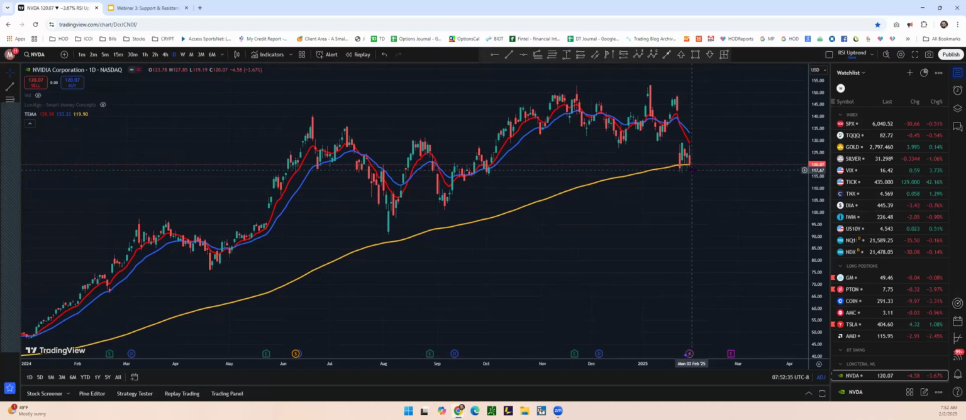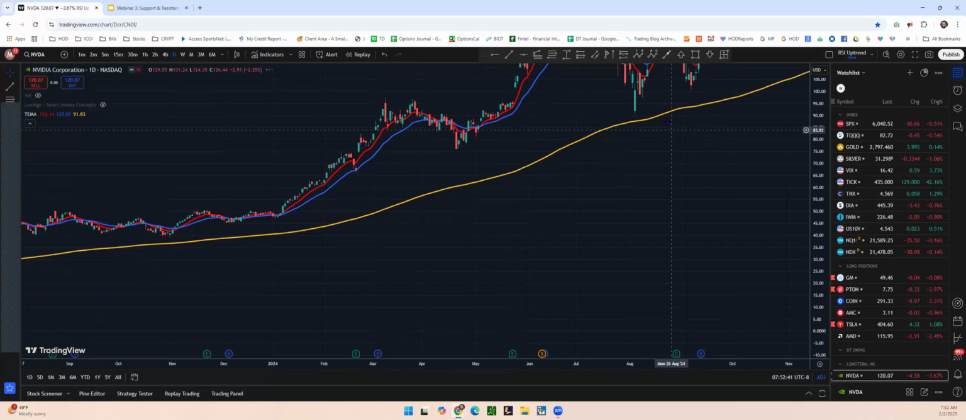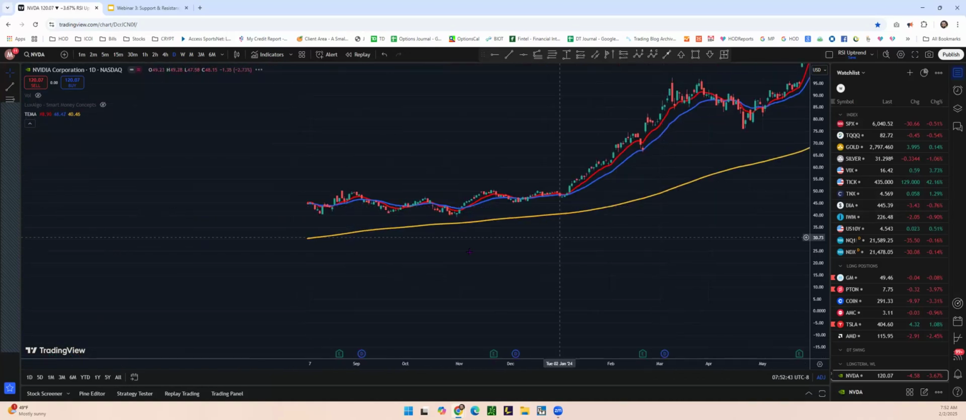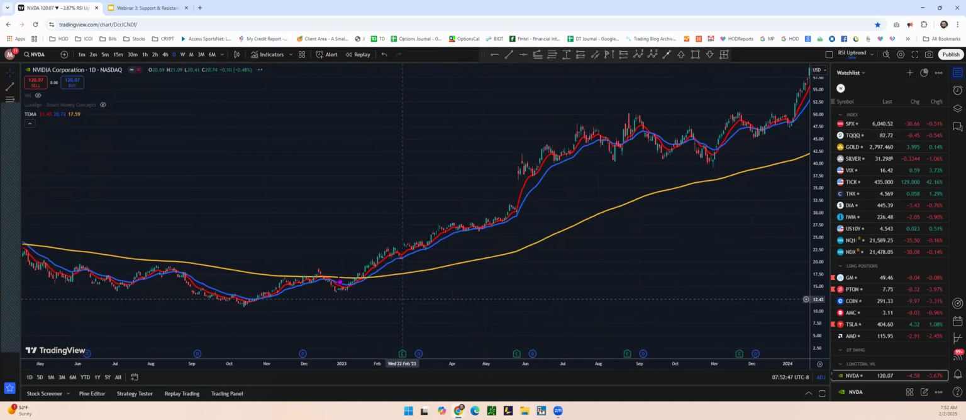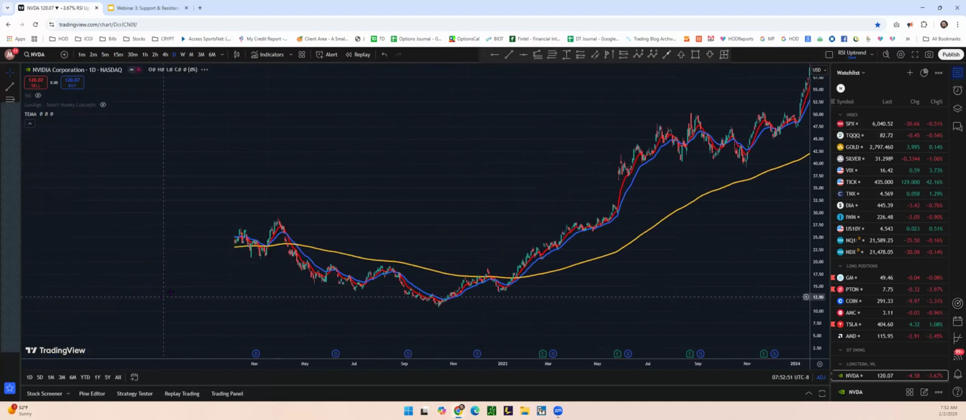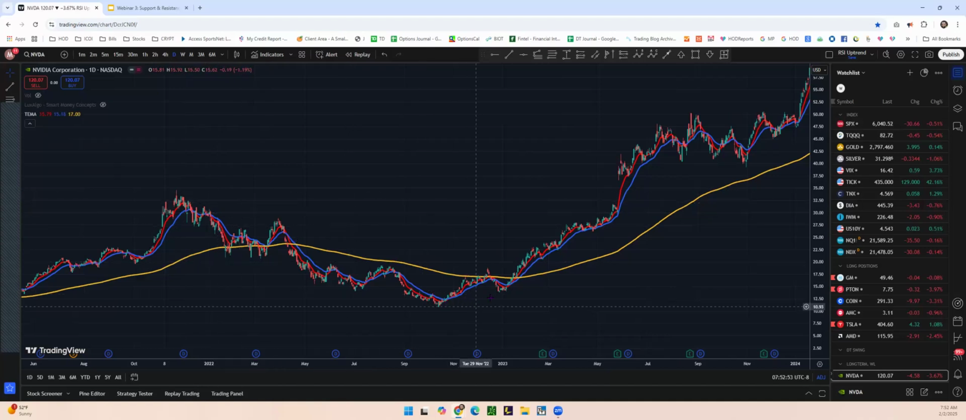So not all hope is lost. My long-term investors in NVIDIA, not all hope is lost, because so far you see that price has respected the 200-day moving average. I don't know when the last time price was below it. Oh, there it is. Yeah, in that last COVID run down, that's when price was below the 200-day moving average.